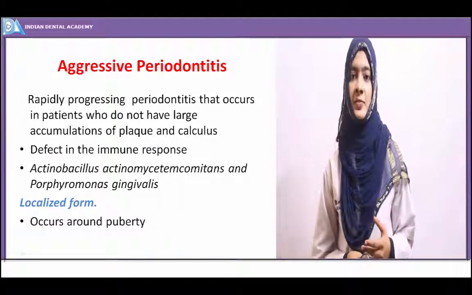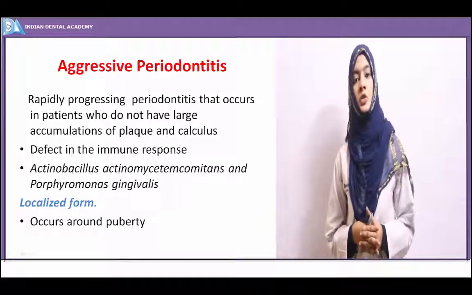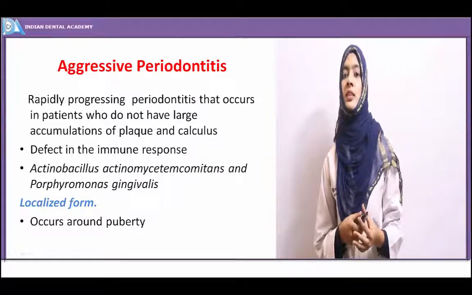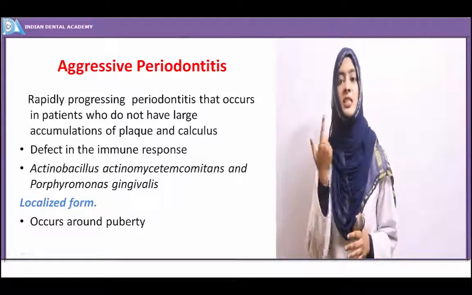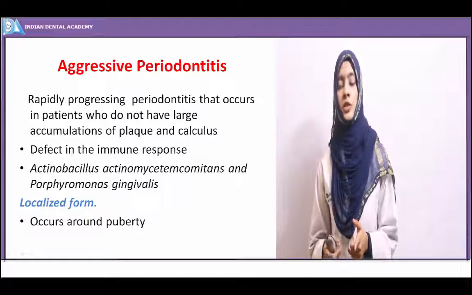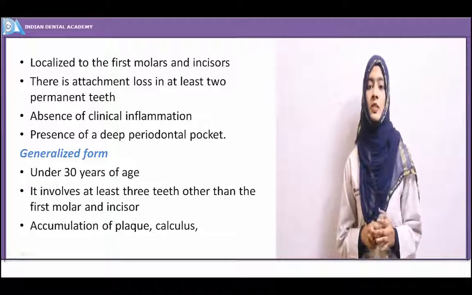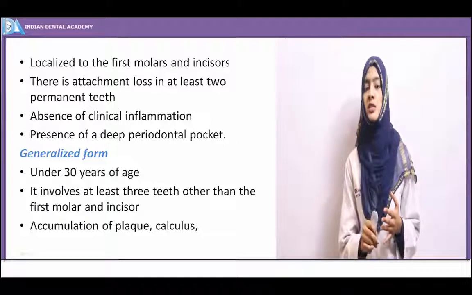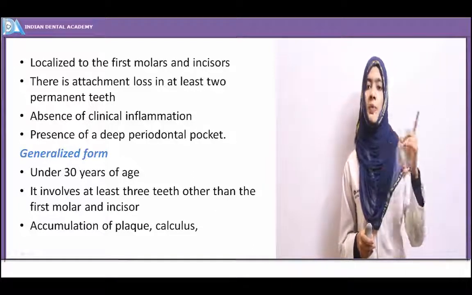There are two forms of aggressive periodontitis, a localized form and a generalized form. The localized form is usually seen around puberty. It involves two sets of teeth, the incisors and the first molars. Both of them should show loss of attachment and bone loss. There is no clinical inflammation because of the absence of etiological factors, there is minimal calculus and plaque, and bone loss is confined to the incisors and first molars. Obviously, because of loss of attachment, there is a deep periodontal pocket.